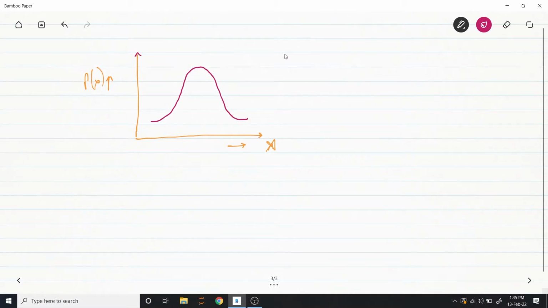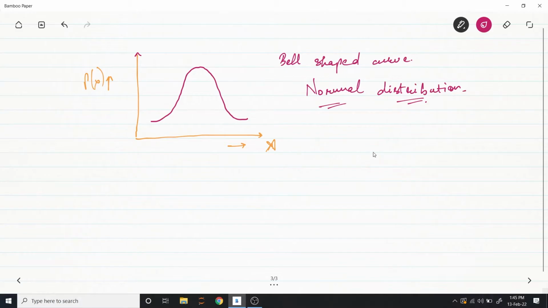In mathematics, we term this a bell-shaped curve. Okay, so this particular distribution, in which we get a bell-shaped curve when we draw the probability distribution graph, is known as a normal distribution. So any data set that follows this kind of distribution is said to be normally distributed. Okay, I hope this is clear.